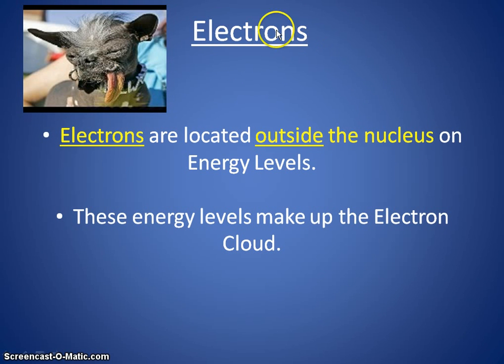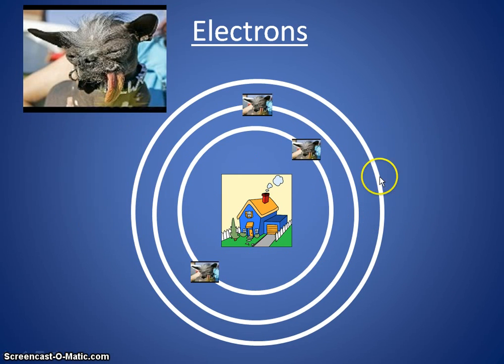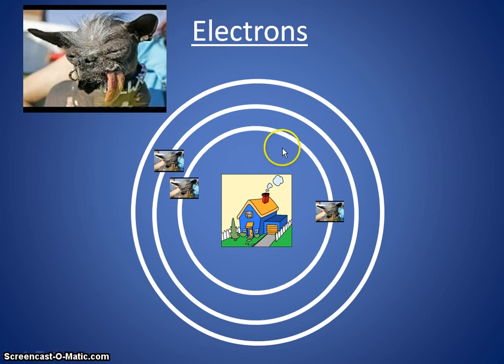Here's little electro, electrons. Electrons, again, are located outside the nucleus. So this is highlighted and underlined. It's going to be important. Electrons are located outside the nucleus on energy levels. So each circle represents an energy level. And these energy levels make up the electron cloud. Here we go. There's a little electron floating around. Each circle is a level.